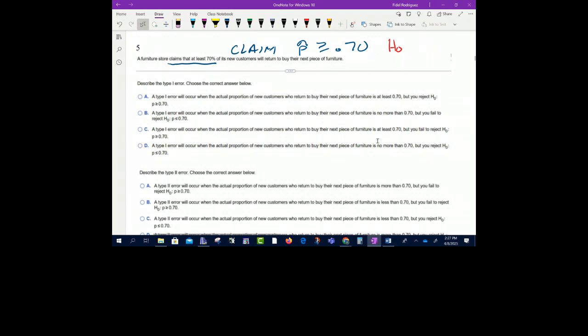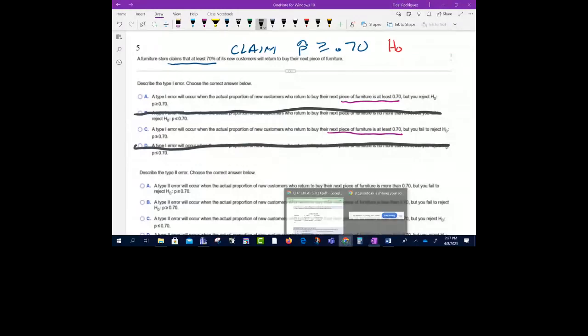So look, the ones that would be true, the next piece of furniture is at least 70%. The next piece of furniture is at least 70%, right? Because that's what the claim is. That's my H0, right? So I already know, y'all, by process of elimination, it's not going to be B and it's not going to be D, right?